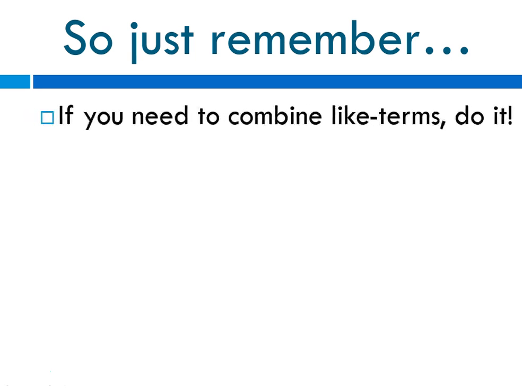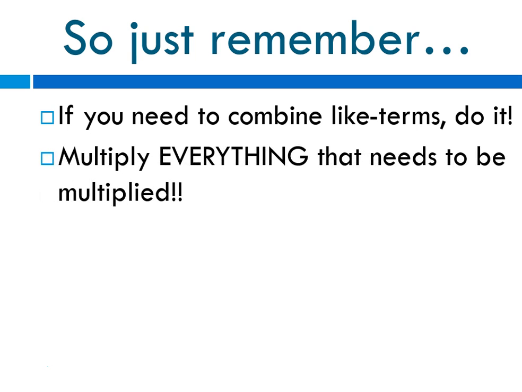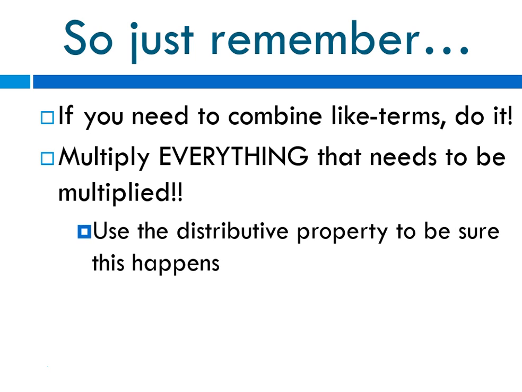So just remember, if you need to combine like terms, do it. Multiply everything that needs to be multiplied. Use the distributive property to be sure this happens. Watch the signs.